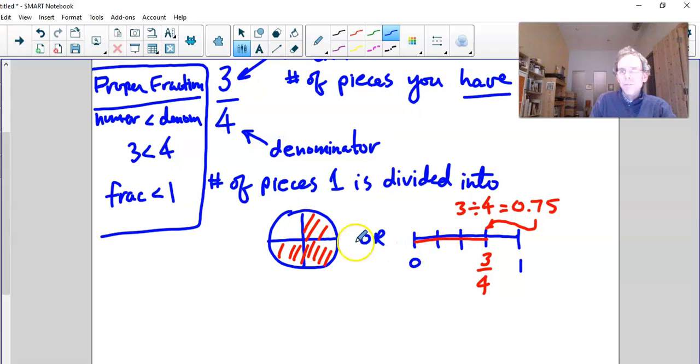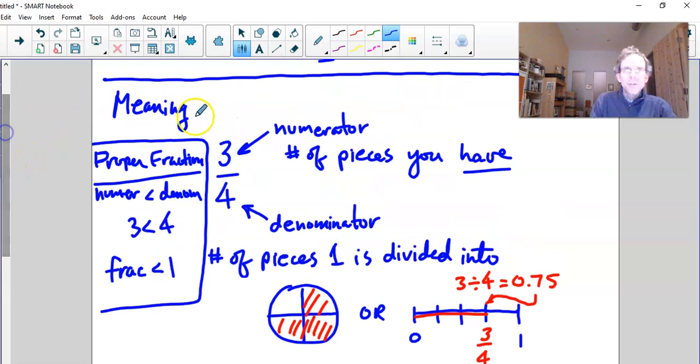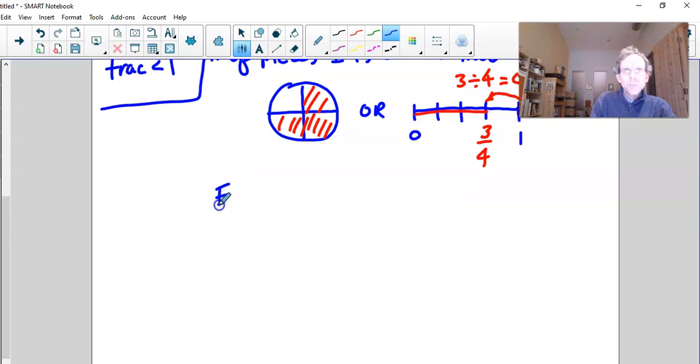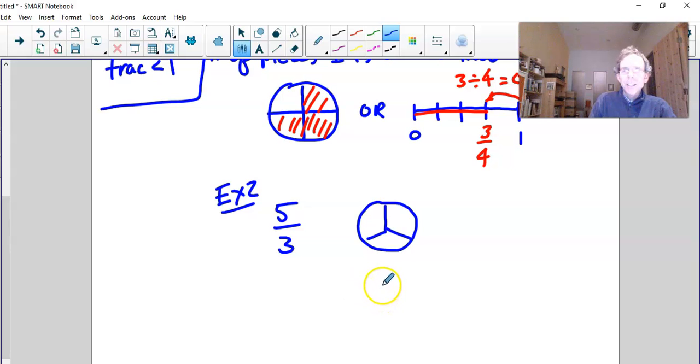And you can see from our pictures that the shaded region is less than 1, right? It's less than a whole pie, and the shaded part of the number line is less than 1 long. All right. So if this is example 1 here, let's do example 2 where the number is 5/3. So now we're taking our pie and dividing it into 3 equal pieces, right?